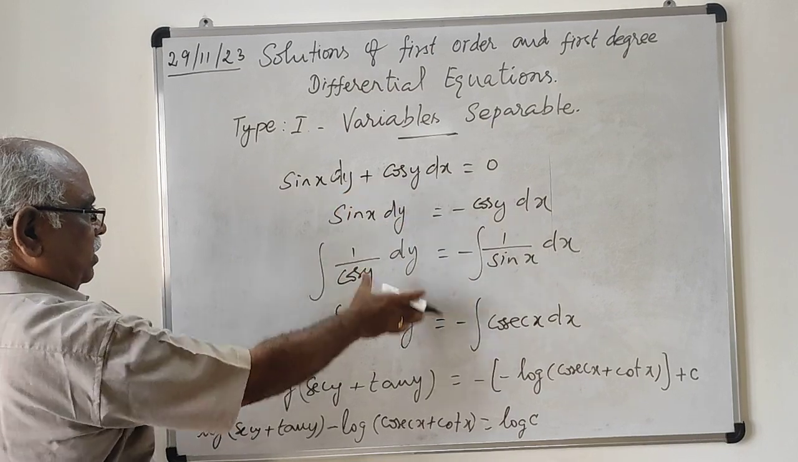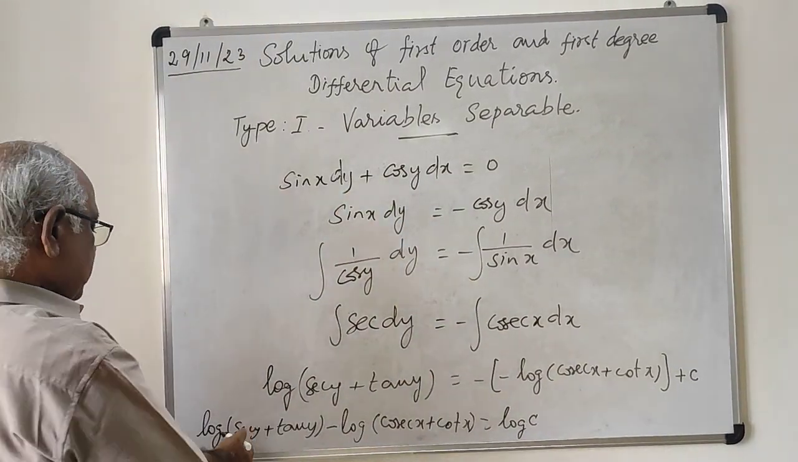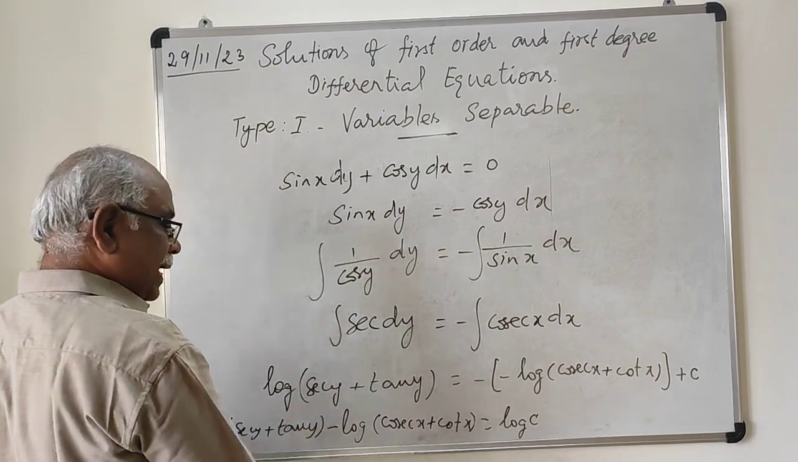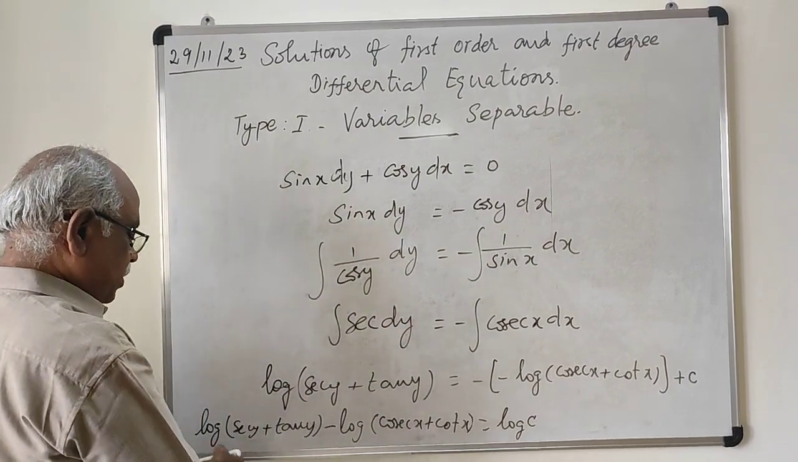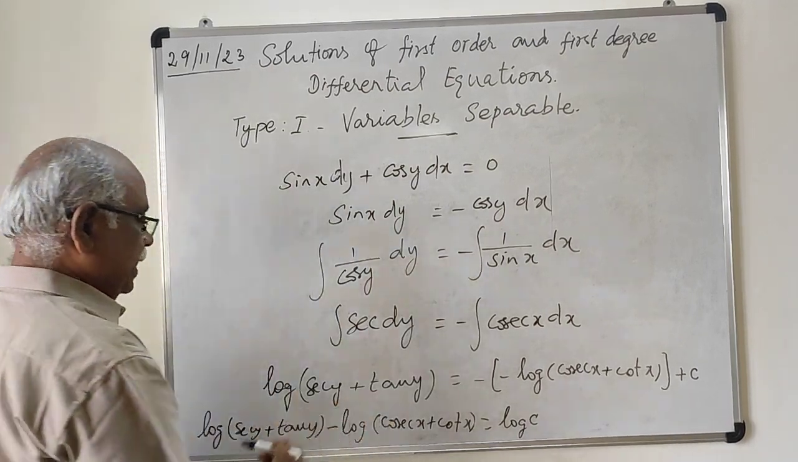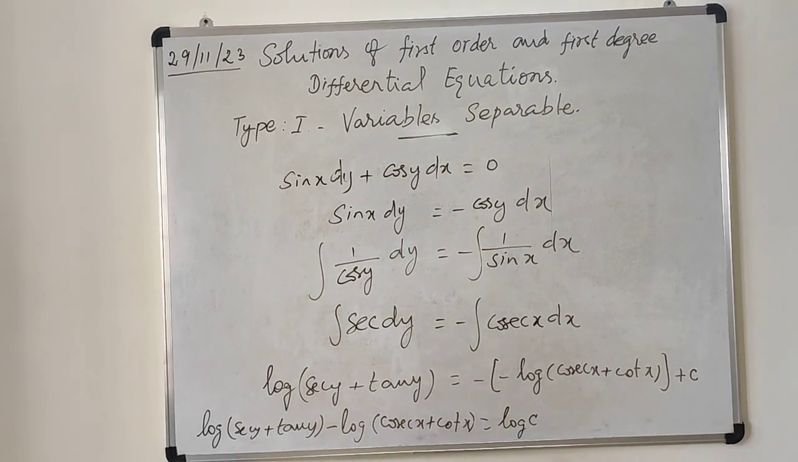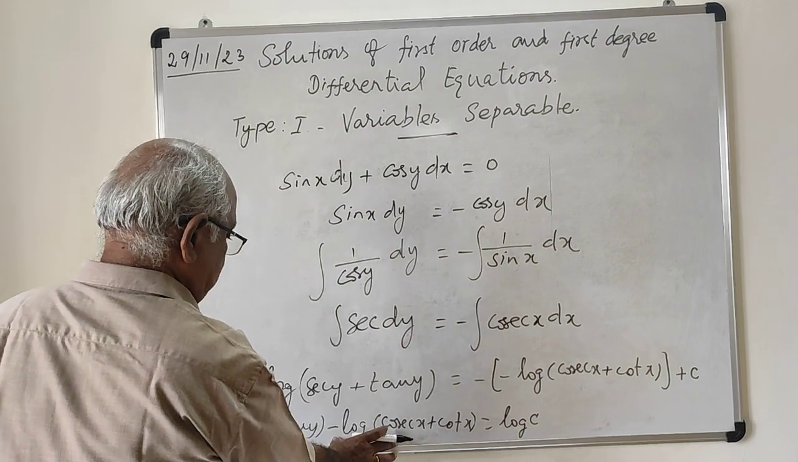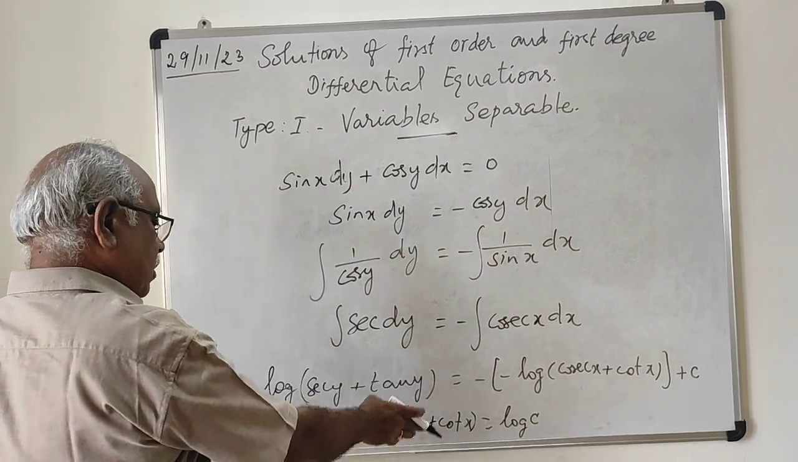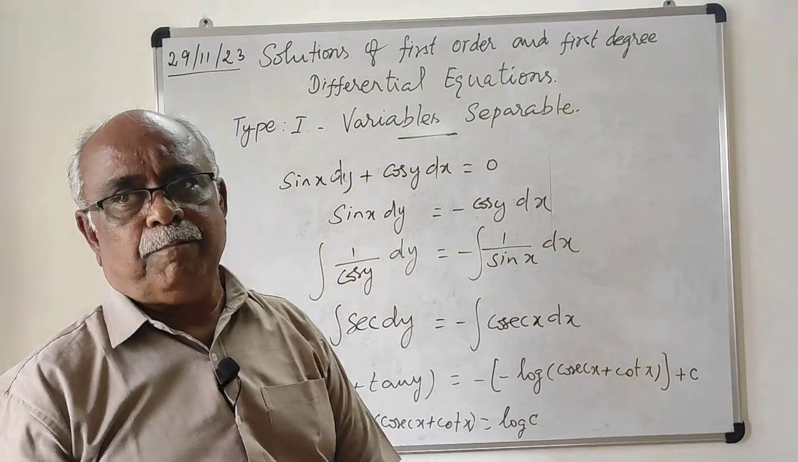So this is the general solution of the differential equation. From that, using log m minus log n is log m by n, you can write this step as log of secant y plus tan y by cosecant x plus cot x equal to log c. So from this step, you apply the log m minus log n formula and convert the solution into a simpler form.